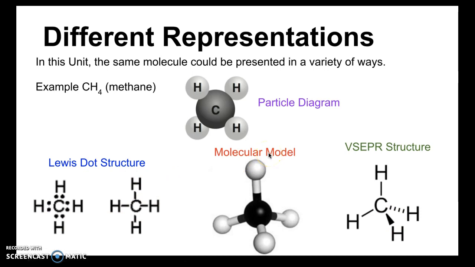Each representation has its importance for various reasons. So in some cases, it's better to use a Lewis dot structure. In other cases, it's better to use VSEPR. So they are all useful in their own way.